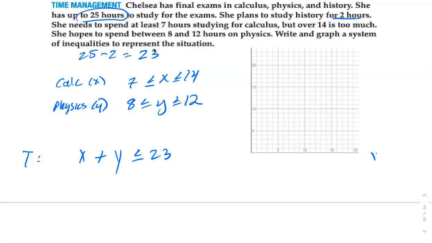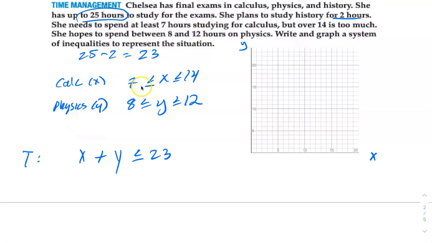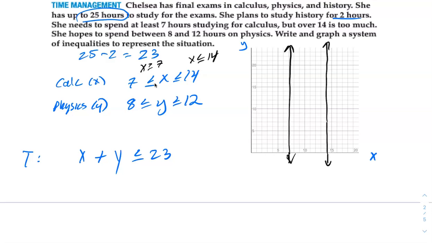So don't forget this is x, this is y. Now these might look scary, but these are the easiest things to graph. So if you want to treat it like this, it's x is greater than or equal to 7, and x is less than or equal to 14. But really all I do is this. Do a line at 7. Do a line at 14. And you're between the two. So you're going to be somewhere between these guys.